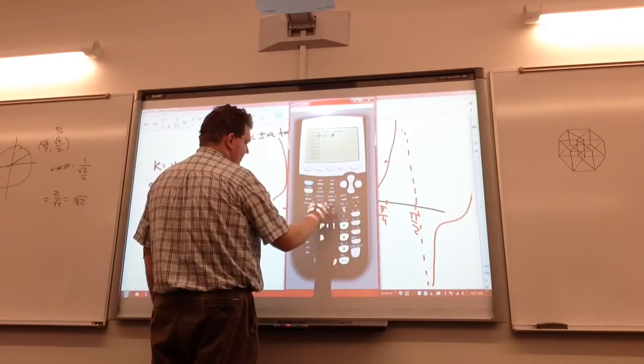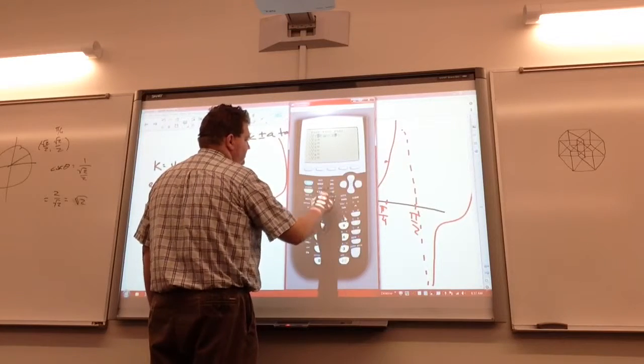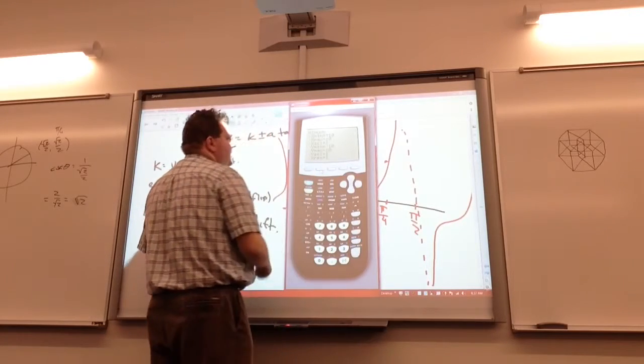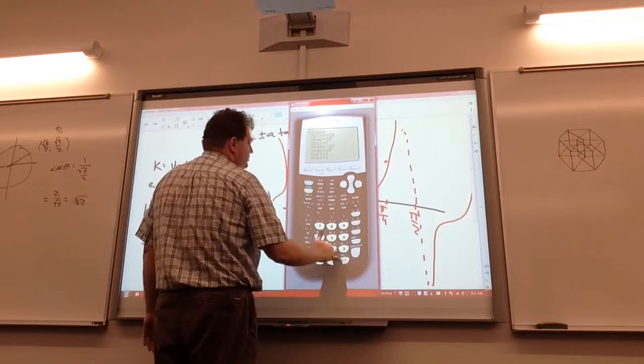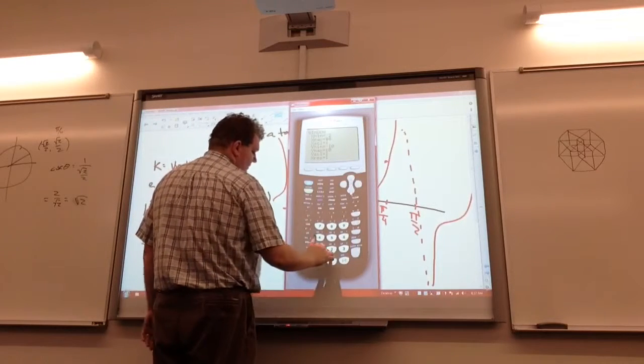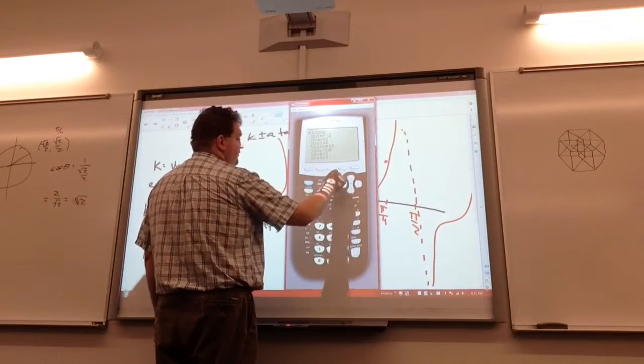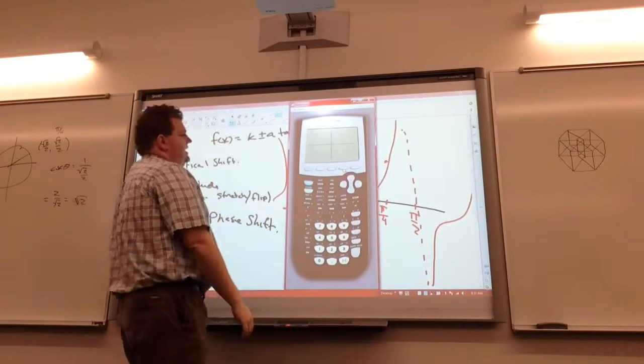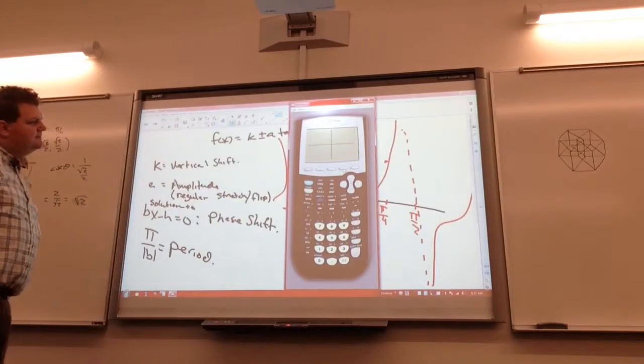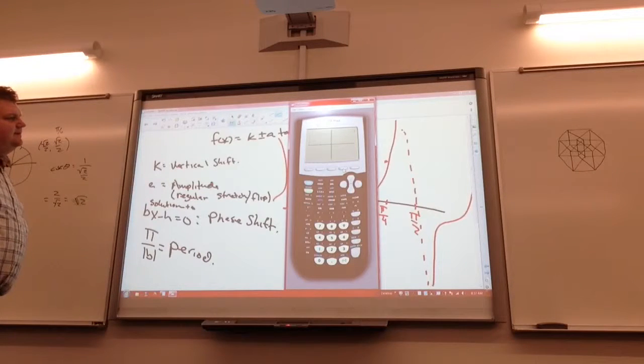X. Where's my X? Okay. And again, I want to change my window. My X minimum, 2 works for it. My X maximum, positive 2 works. Y minimum, actually those are fine for the Y's. Okay? And as you'll see here, the tangent graph.